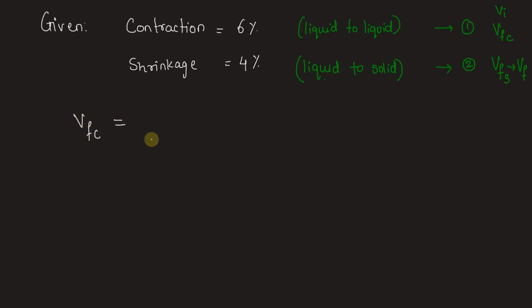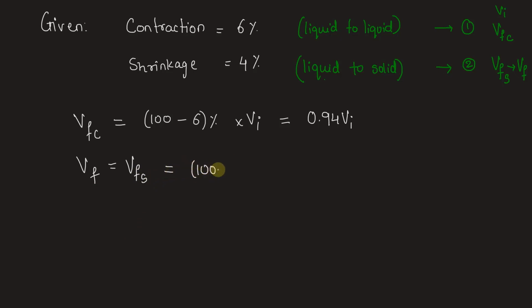So when we apply the decrease in two stages, we will get VFC, that is after contraction, equal to (100 minus 6%) into Vi, which is nothing but 94 by 100, that is 0.94 times Vi. Now the absolute final volume Vf is nothing but VFS after volumetric shrinkage, which will be equal to 100 minus 4%, the amount of shrinkage, but this decrease is happening on this volume. So we'll have to multiply this with 0.94 Vi. So final volume will be 96 by 100, which is 0.96 into 0.94 into the initial volume Vi.